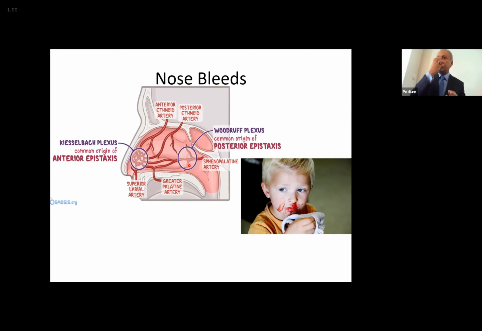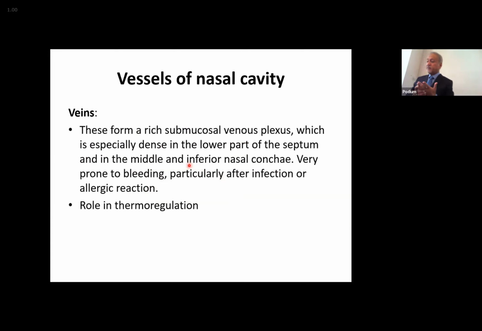Would people be sniffing out the blood or spitting out the blood in case of the posterior epistaxis? Would they be sniffing out or spitting out the blood? Beautiful. Most of the time they will be spitting out the blood instead of sniffing out, like in case of anterior epistaxis, where it will come from the front. Excellent. Veins, as we talked about, rich submucosal venous plexus, especially in the lower part of the septum, in the middle and inferior conchae, very prone to bleeding after infection and allergic reaction. And this is what would give us the stuffy nose. If you are allergic, loss of blood supply, venous congestion, and stuffy nose, your nose is blocked. That's what happens with people who are allergic.